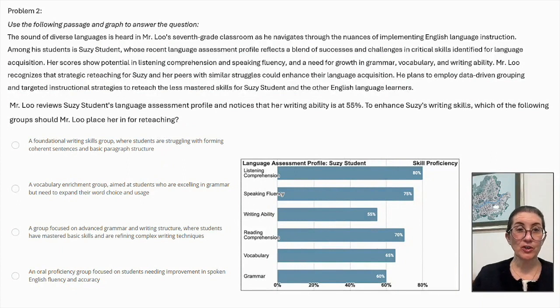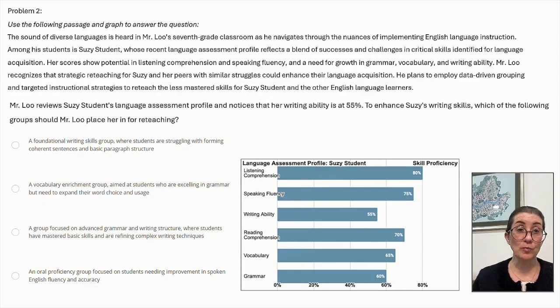Problem number 2. Use the following passage and graph to answer the question. The sound of diverse languages is heard in Mr. Liu's 7th grade classroom as he navigates through the nuances of implementing English language instruction. Among his students is Susie Student, whose recent language assessment profile reflects a blend of successes and challenges in critical skills identified for language acquisition.